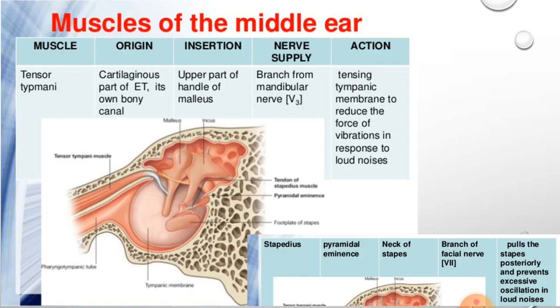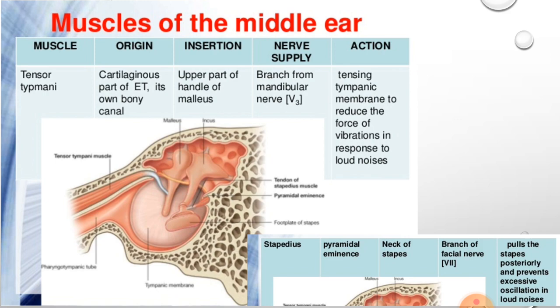Now the first muscle, the tensor tympani muscle, originates from the cartilaginous part of eustachian tube and its own bony canal. It is inserted into the upper part of handle of malleus. The nerve supply comes from a branch of mandibular nerve, which is coming from the trigeminal nerve. The action is the tensing, that it tenses the tympanic membrane to reduce the force of vibrations in response to loud noises.